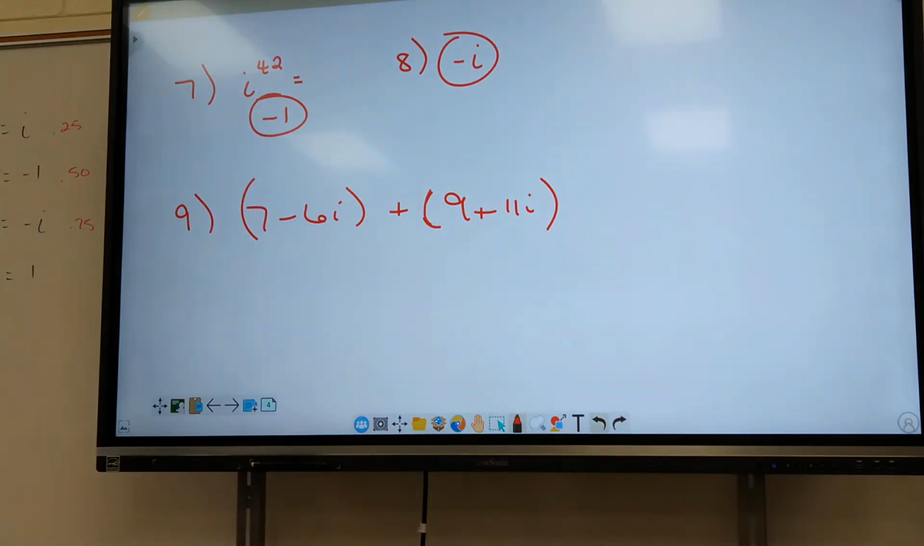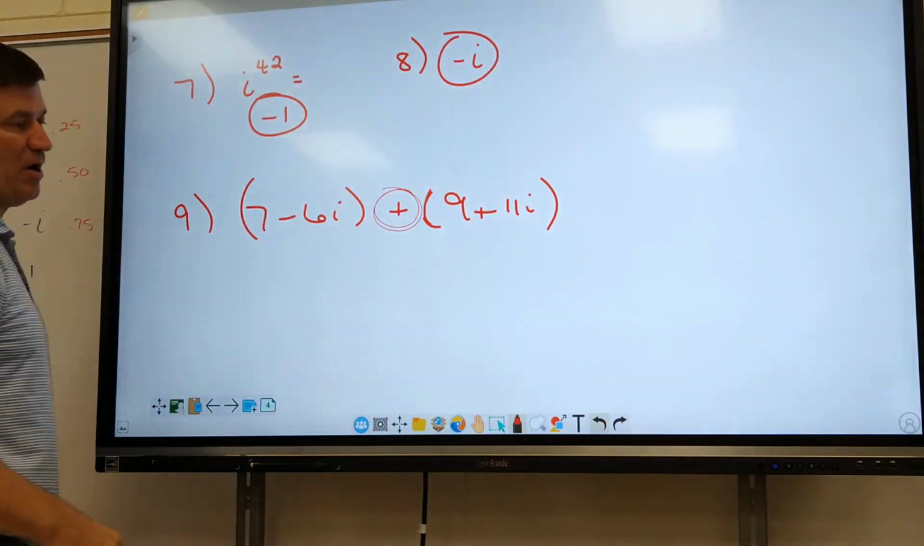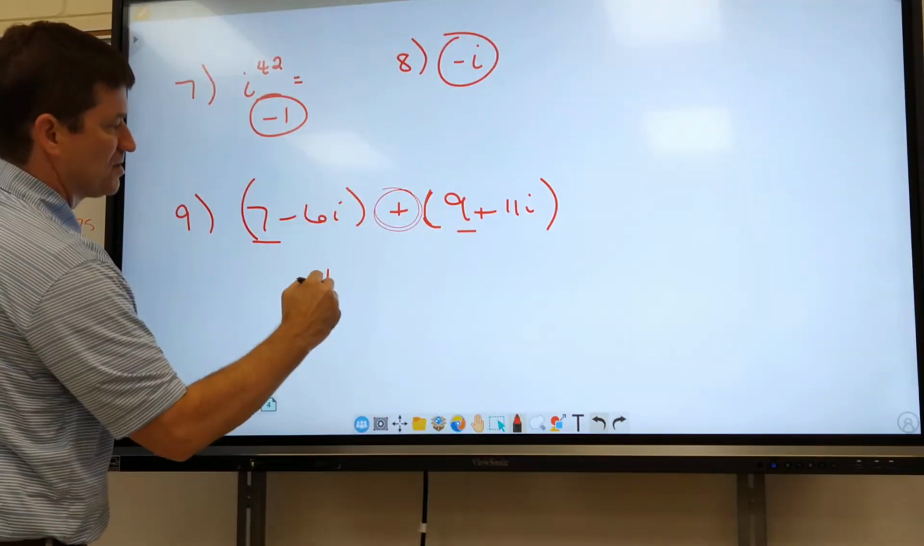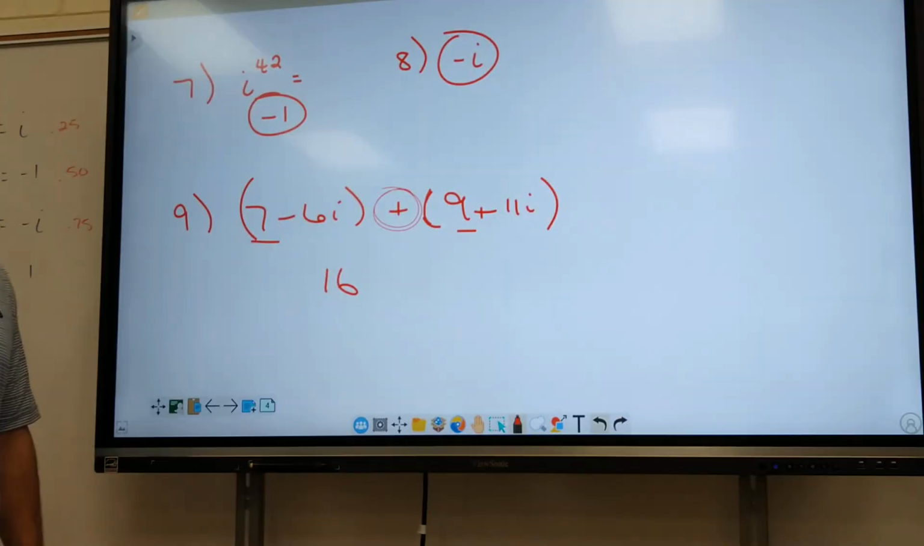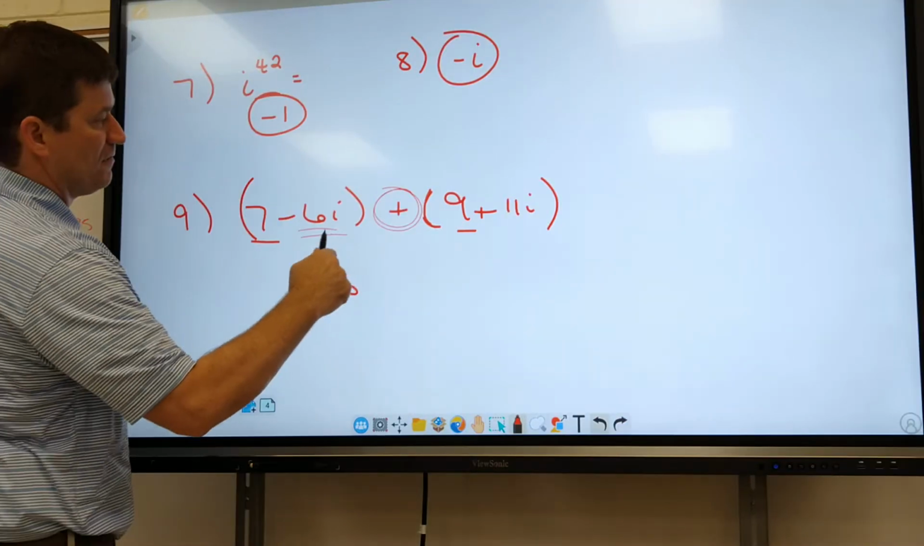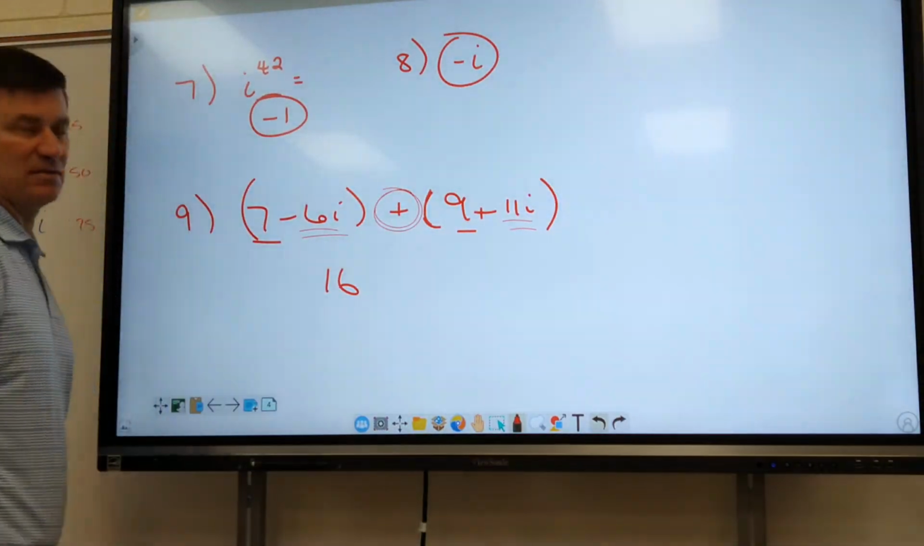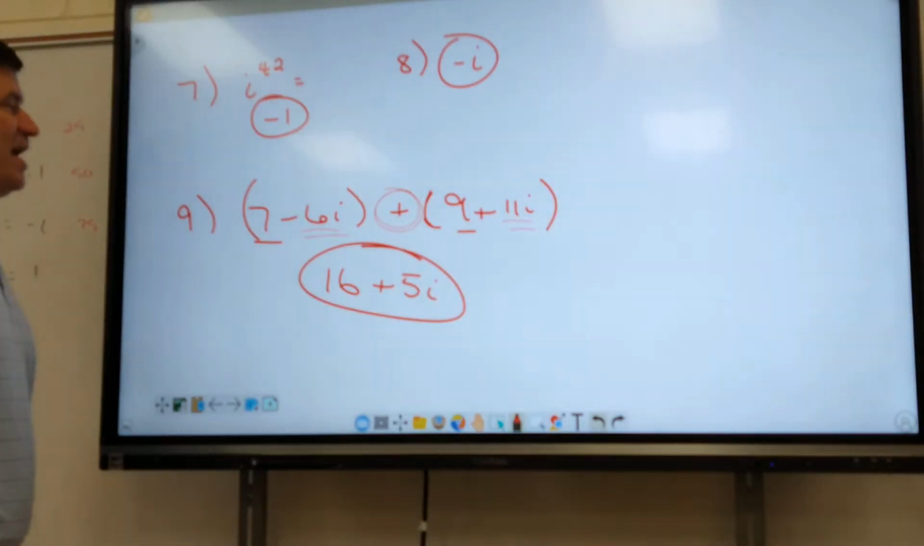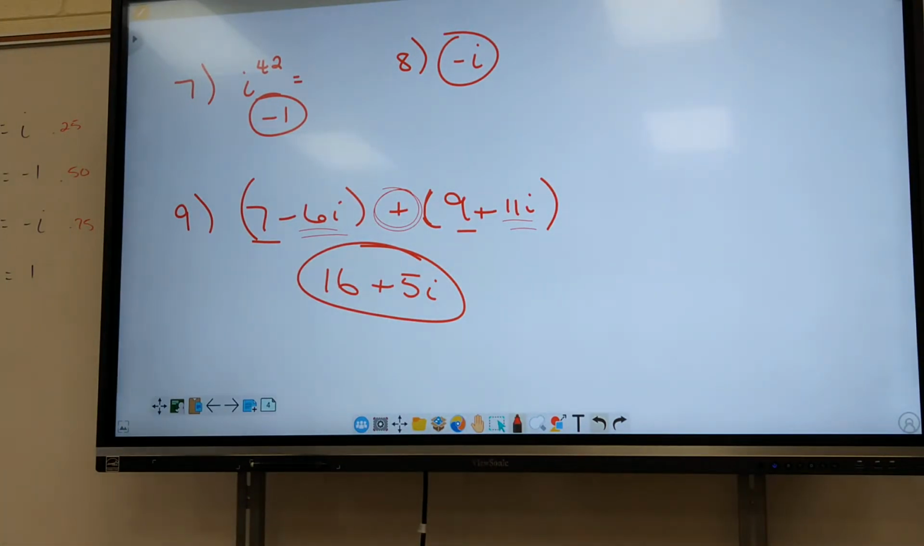All right, next problem. Look, if it's got a plus sign in between them, all you do is add like terms. 7 plus 9 is 16. That's 6. I got negative 6i plus 11i. That's going to give me 5i. So that's all you do, is add like terms, and you're finished. Don't even need your calculator for that one.